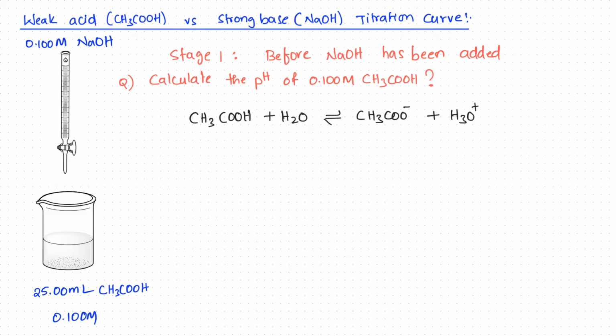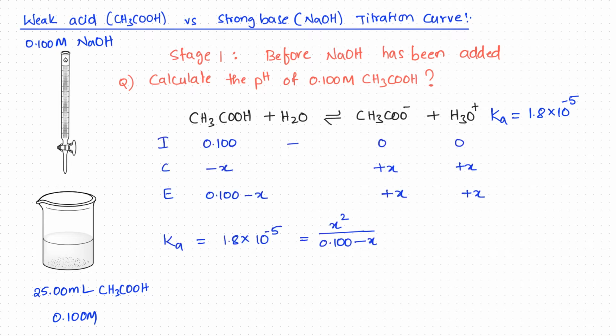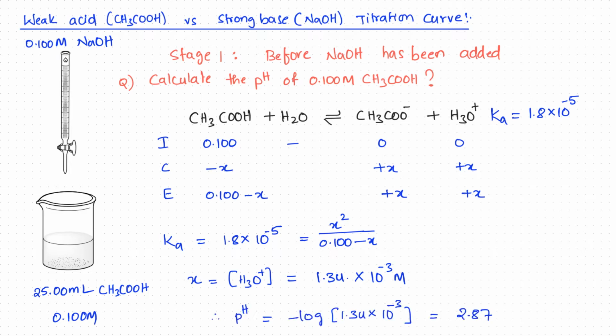Weak acids such as acetic acid dissociate partially in water. The dissociation is governed by its acid dissociation constant Ka. The hydronium ion concentration at equilibrium can be calculated by setting up an ice chart and equilibrium constant expression as discussed before. Solving for hydronium ion, we get 1.34 times 10 to the negative 3 molar. Therefore, the pH is negative log of hydronium ion concentration, which comes out to be 2.87.